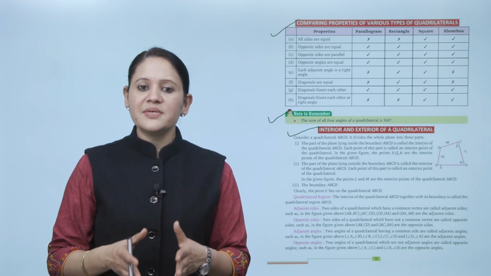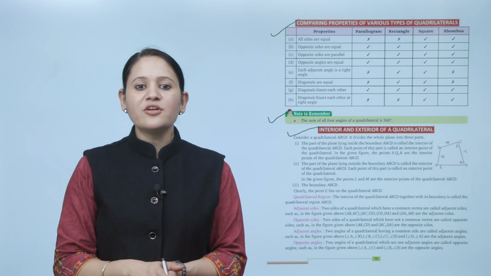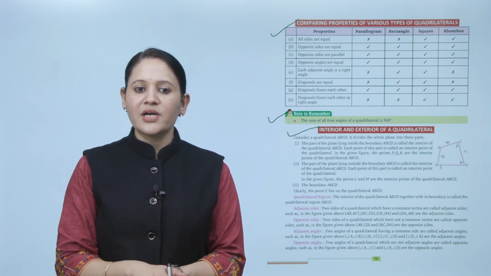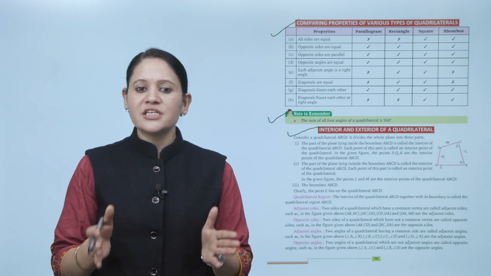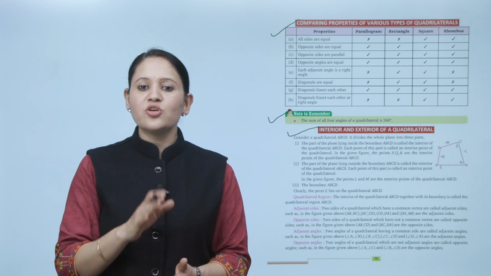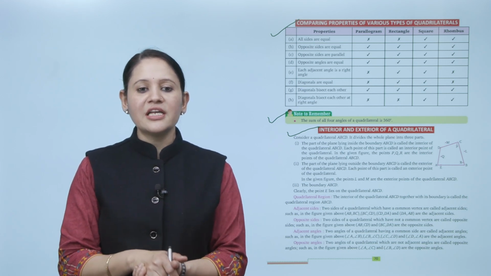Consider a quadrilateral ABCD. It divides the whole plane into three parts. A part of the plane lying inside the boundary ABCD is called the interior of the quadrilateral ABCD. Each point of this part is called an interior point of the quadrilateral. In the given figure, the points P, Q, R are the interior points of the quadrilateral ABCD.